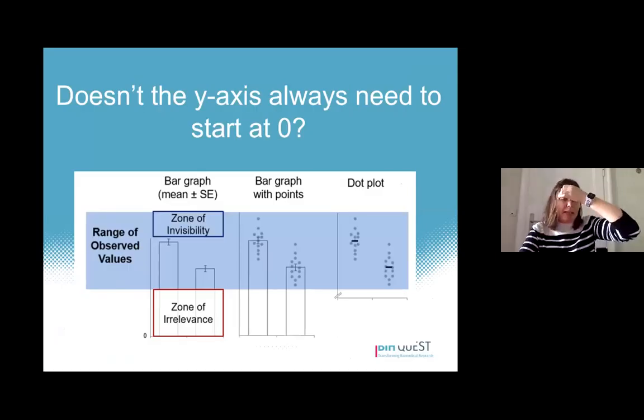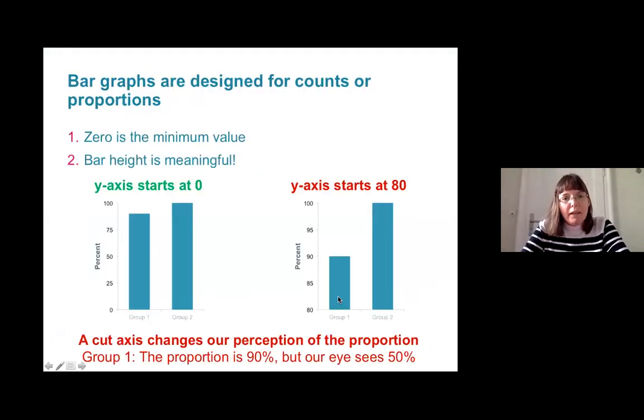Okay, now we're going to start controversy and fights because this is an ongoing debate in data visualization. And I know not everyone will agree with this, but here's my perspective on it. And this is the issue of, doesn't the y-axis always need to start at 0? So when I show this figure, I will sometimes get questions about this because this particular panel does involve a cut axis.